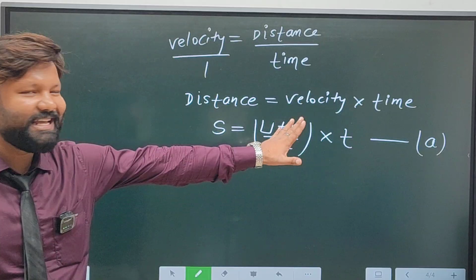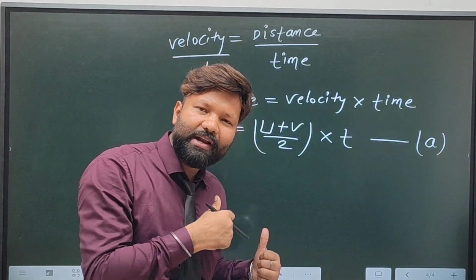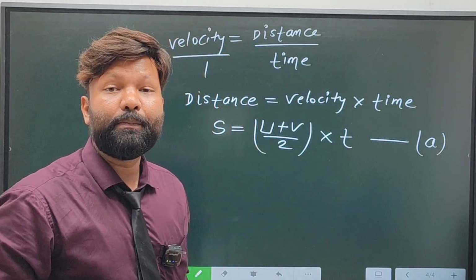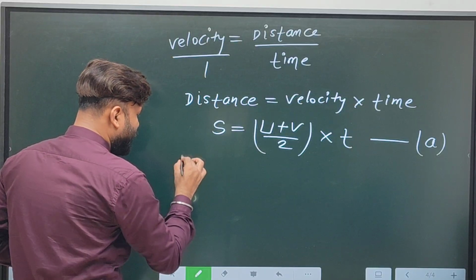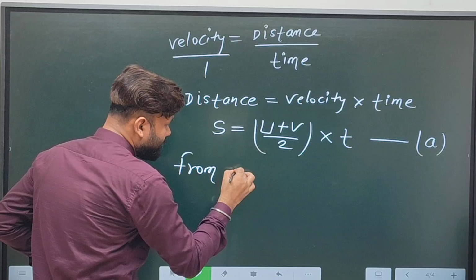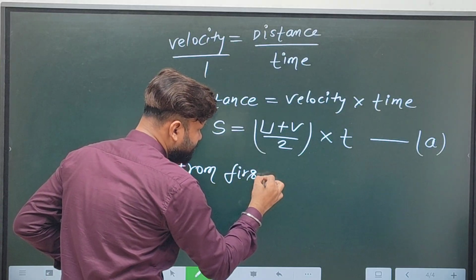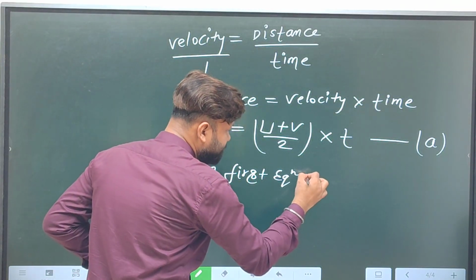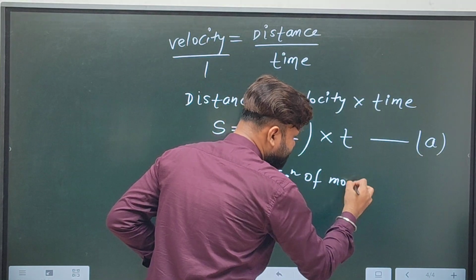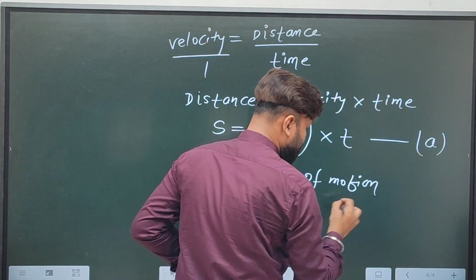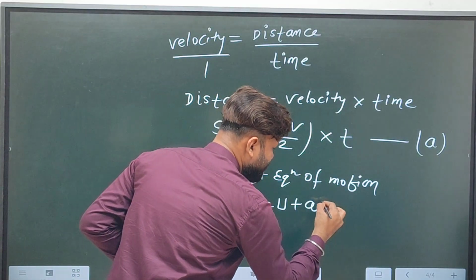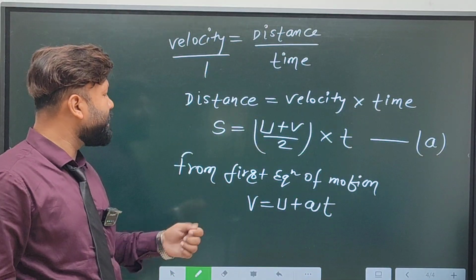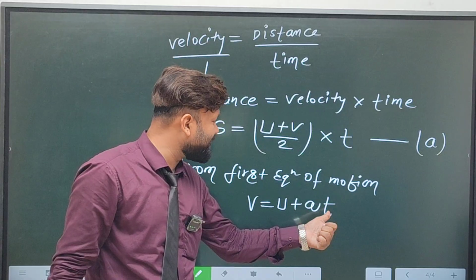This equation is a. Now we have already learned in this class that v is equal to u plus at from the first equation of motion. So from the first equation of motion, we know that v is equal to u plus at. Now you are able to find v is equal to u plus at.